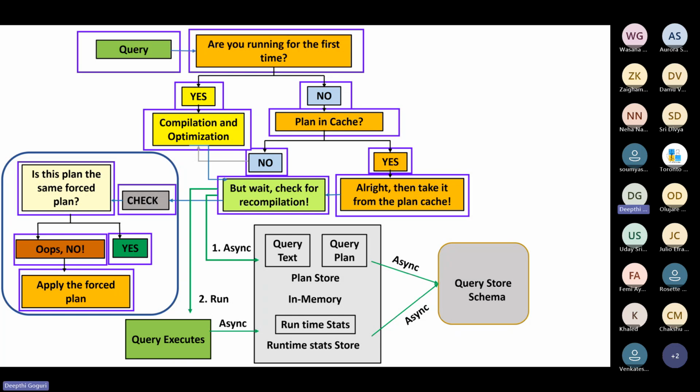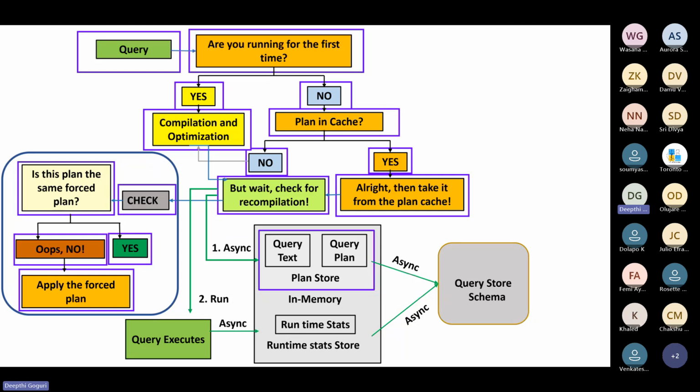After this step, it will move ahead and save the query text and the query plan in a store known as the plan store. Whenever you enable the query store on the database, there are two stores that will be enabled inside the memory. One is known as the plan store, and the other one is known as the runtime stats store.